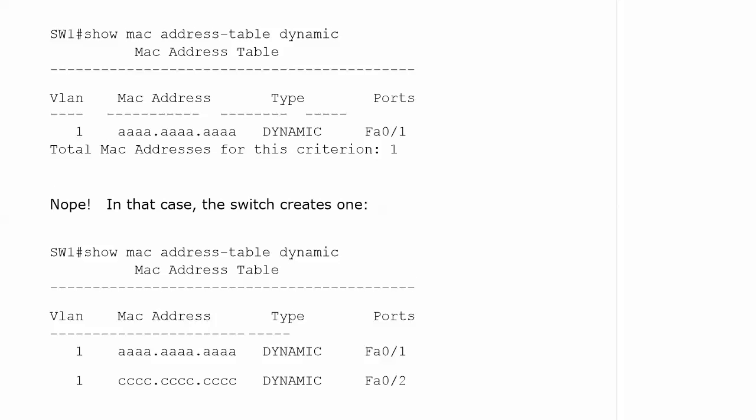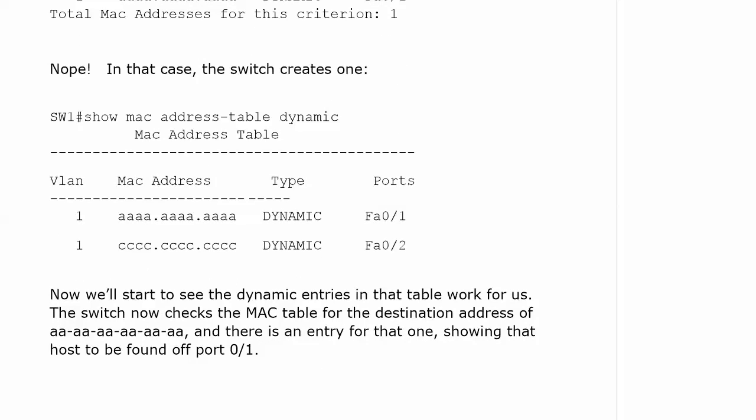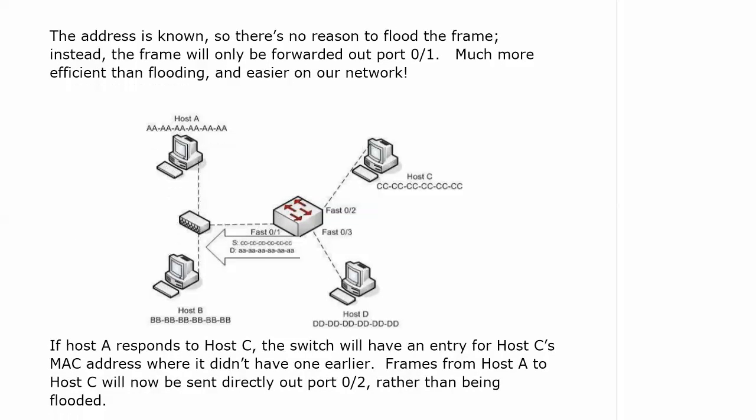Now we're going to see those dynamic entries in the table work for us, because the switch now checks the MAC table for the destination of that frame, the all A's address, and there is an entry for that one showing that host to be found off port 1. So what's going to happen now? Well, there's no reason to flood this frame. No reason at all, because it is a known unicast frame. And instead the frame will be forwarded out only that one particular port it needs to be sent out.